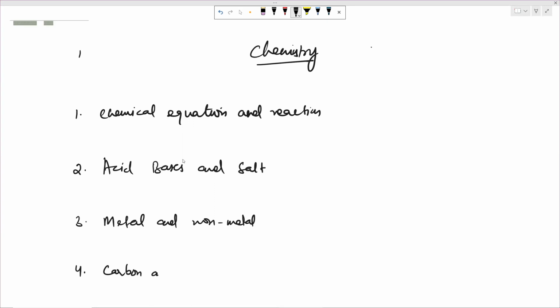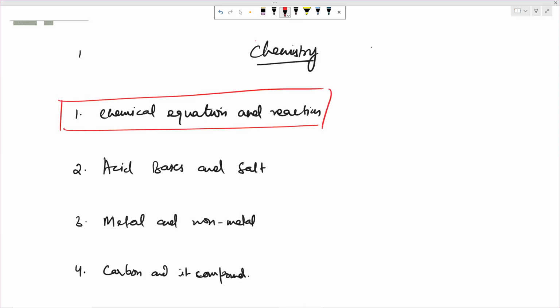carbon and its compound. Okay, if I talk about this, the first chapter is the basics of the other 3 chapters. Means if you are not able to understand this chapter, if you are having problem in chemical equations and reaction, then this chapter and this chapter you will not be able to understand. And most probably, if these 2 chapters are not understood, you will not be able to understand the carbon compounds. So I can simply say that some chapters are dependent on one another.